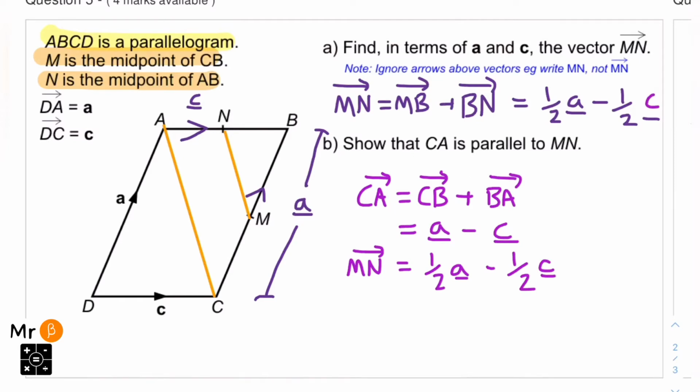Now we've got our two vectors and we're trying to compare them to prove they're parallel, we have to try and take out a multiple so that we can show that the vectors are the same. So if we're looking at MN, we can take out 1/2, and inside the bracket leaves us with that vector A subtract C. So that now tells us that our vectors are parallel because the vectors are the same inside the bracket, and it also tells us that MN is exactly 1/2 the size of CA, which again, if you look at the diagram, looks about right.